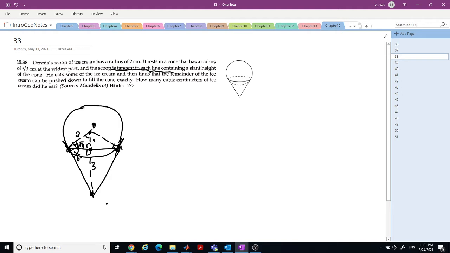Okay, so in this case, we are able to solve the volume of the cone. The volume of the cone is 1/3 pi times root 3 squared times 3, so we have 3 pi.